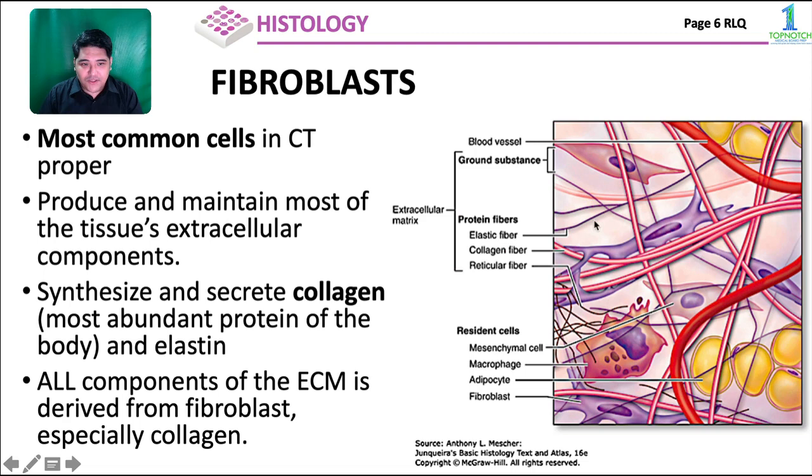Let's look at this picture to review. We already discussed the resident cells. You have your mesenchymal cell, the origin of the fibroblast. And then you have your adipocyte, with an inclusion, the lipid droplet, so you will see that there. And then your macrophage, coming from the bone marrow, actually a monocyte when in the bloodstream. Okay? So, there is our fibroblast.